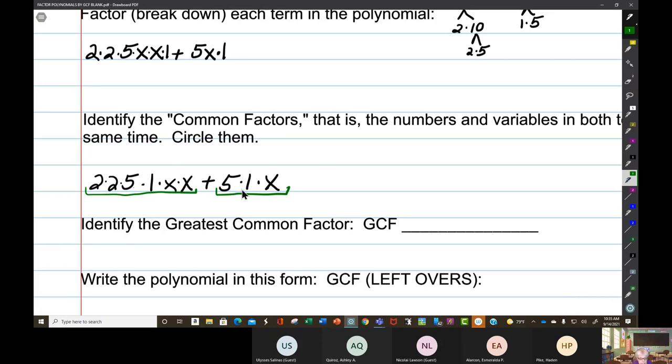Now, both of these terms contain a 5. And yes, I did put a 1 there. I'm going to, well, ignore the 1. And both of these terms contain an x. So the greatest common factor is called the GCF. And for this polynomial, it's going to be 5x.